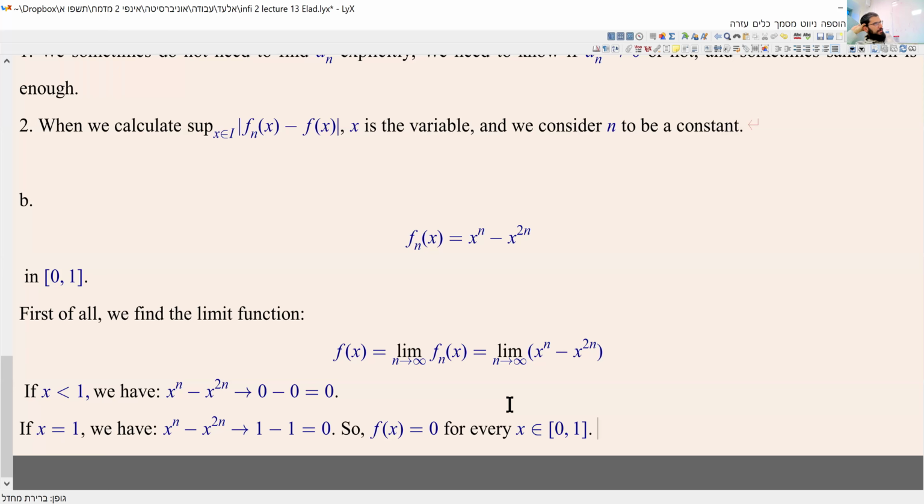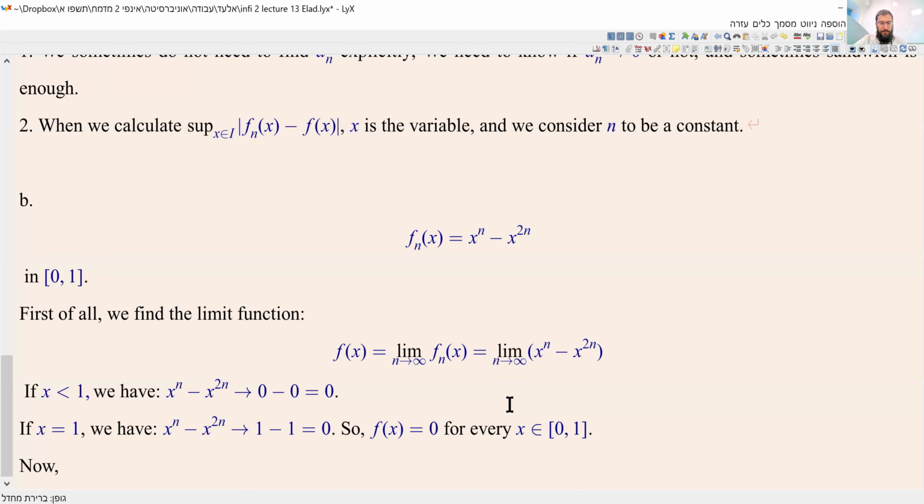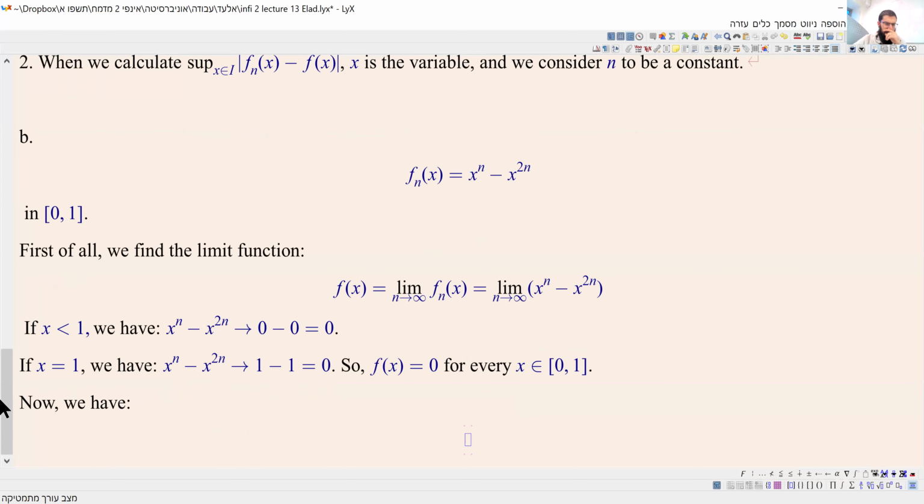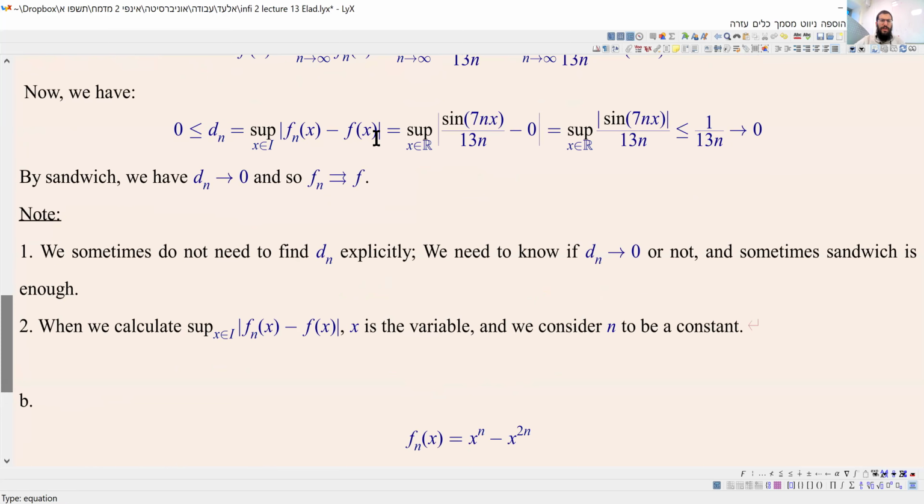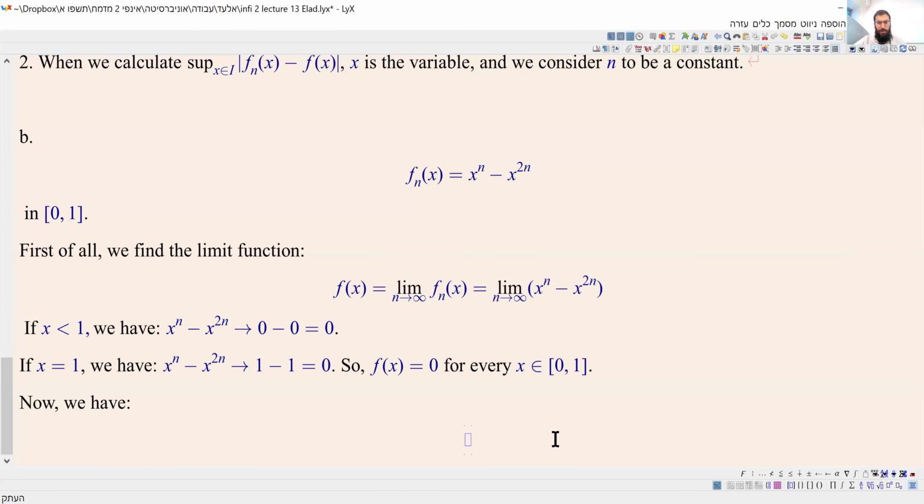In this example and the previous one, we both have a limit function 0. We know that it's not necessarily always happening. As I mentioned, we saw something like 10 or 11 examples on Sunday. Most of them, the limit function was not 0. Now, we can move to the dn. And as I said in the first example, because dn is always greater than 0, if you try to show that it goes to 0 with sandwich, just find something greater that goes to 0 and you're good.